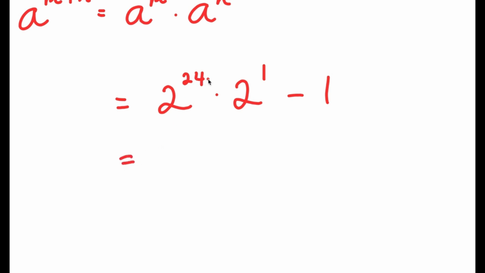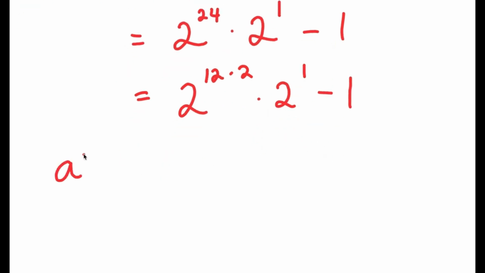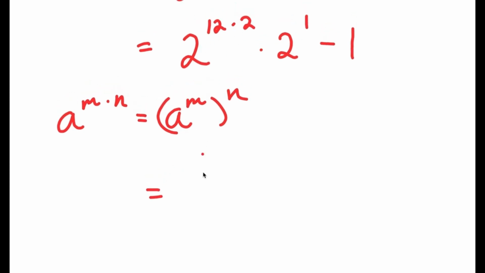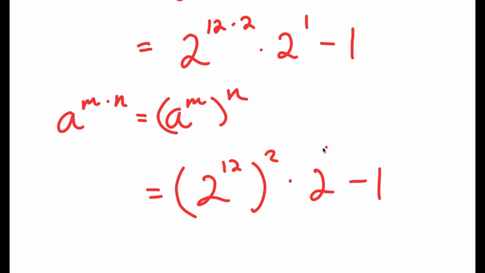So 2 to the power of 24, how do we simplify this and make it even smaller? I can rewrite this as 2 to the power of 12 times 2. And another property of exponents is that if I have something in the form a to the power of m times n, this is equal to a to the power of m, to the power of n. So 2 to the power of 12 times 2 is going to equal 2 to the power of 12 to the power of 2. And I have this times 2 minus 1.